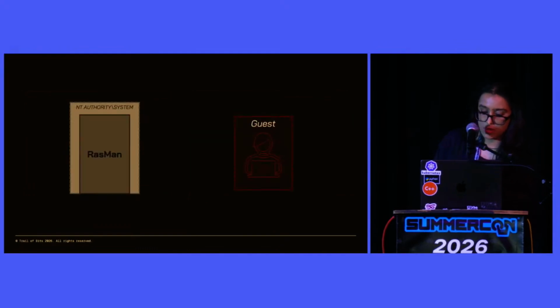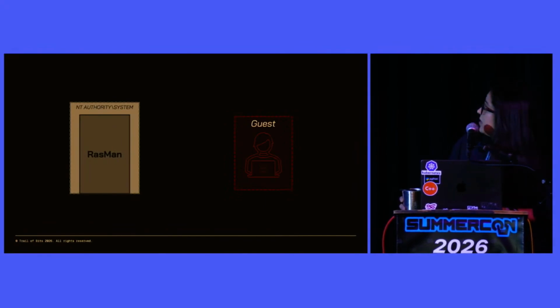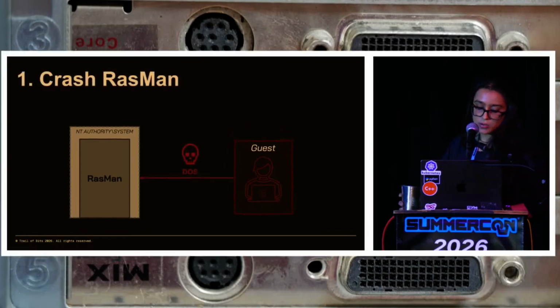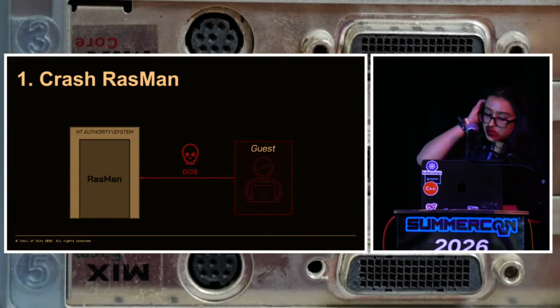So the whole idea behind this exploit is that you have this service that's running called RasMan in Windows, and it's going to be running under system privileges. And assuming that you have an unprivileged guest account, the goal is to get a local privilege escalation. So the first step is that you're going to crash the RasMan service that's currently running in Windows. And you're able to do this as an unprivileged user.